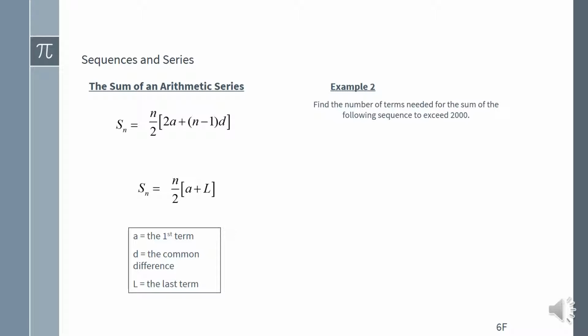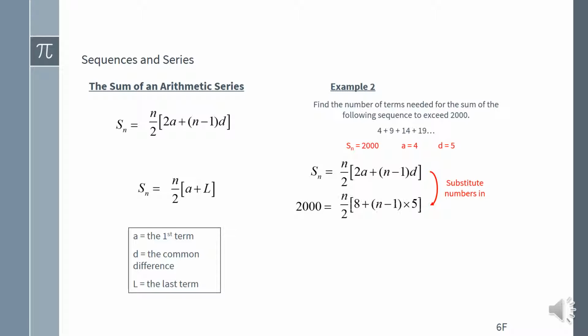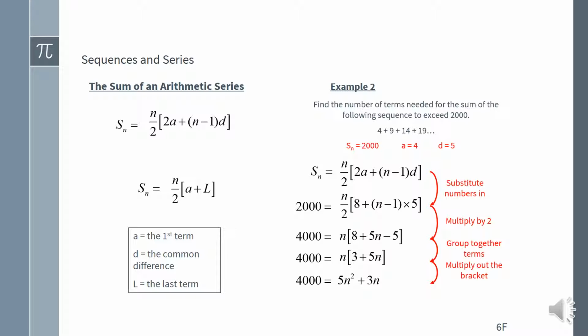Find the number of terms needed for the sum of the following sequence to exceed 2000: 4 plus 9 plus 14 plus 19. Well, Sn needs to be 2000. A, the first term, is 4. D, the difference, is 5. There's our Sn formula. Plug all the numbers in. 2000 is n over 2, (8 plus (n minus 1) times 5). Multiply by 2. 4000 is n(8 plus 5n minus 5), tidying that bracket up as well. Group the terms together: 3 plus 5n is inside the bracket, times the n out. 5n squared plus 3n, rearrange. 0 is 5n squared plus 3n minus 4000. So we end up with a quadratic.